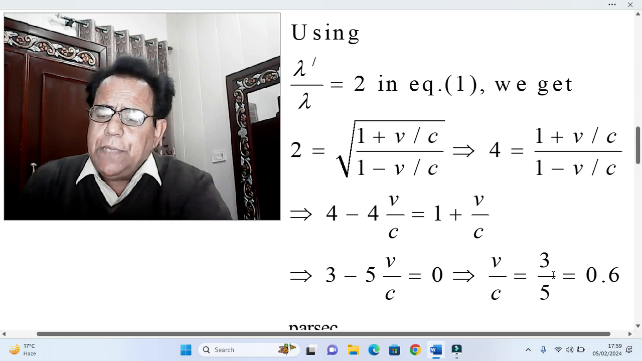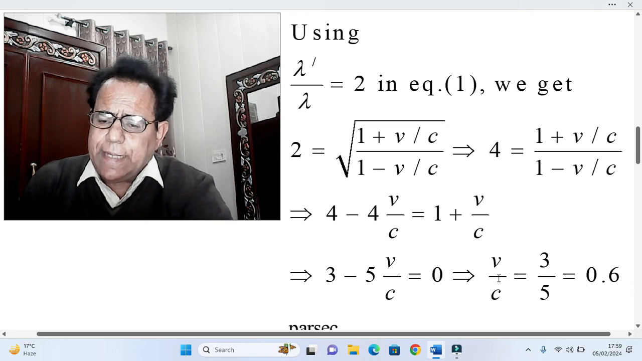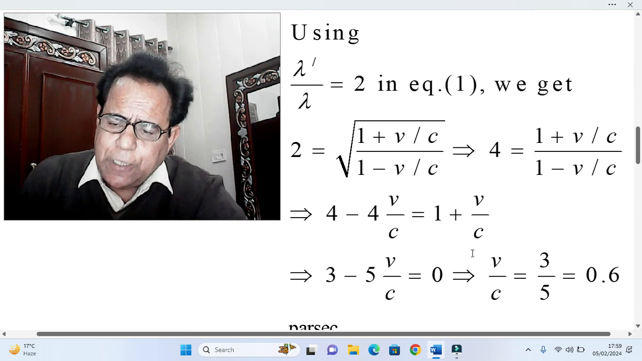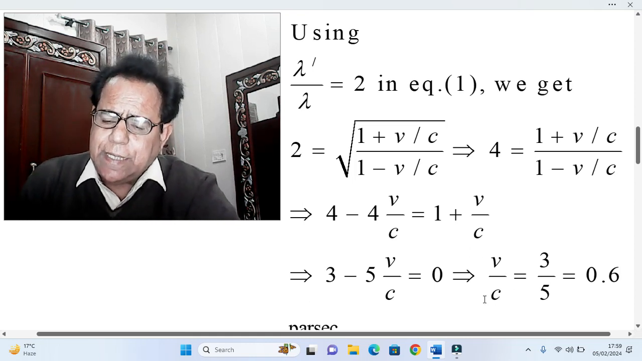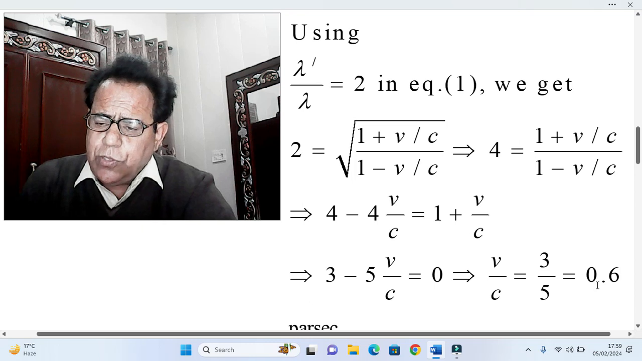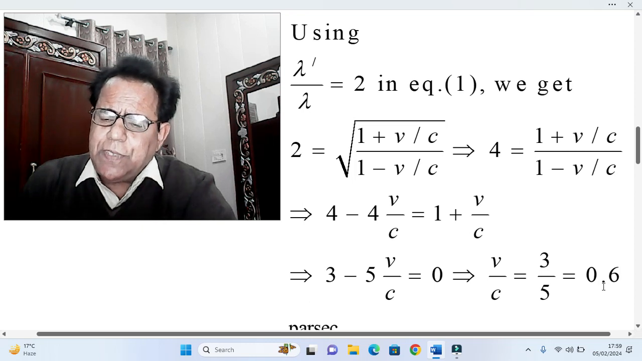If we divide 3 by 5, then we get 0.6, and hence our v over c, that is to say the speed parameter, which is also sometimes denoted by beta, is equal to 0.6. In other words, we can also write it as v equal to 0.6 c.